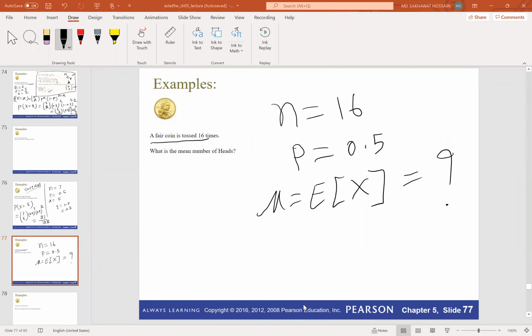Okay, I just got one answer, 8. How about others? Okay, 8. Yes, that's correct. So this is 8. The mu is n times p, right? So that means 16 times 0.5, which is 8. Thank you.